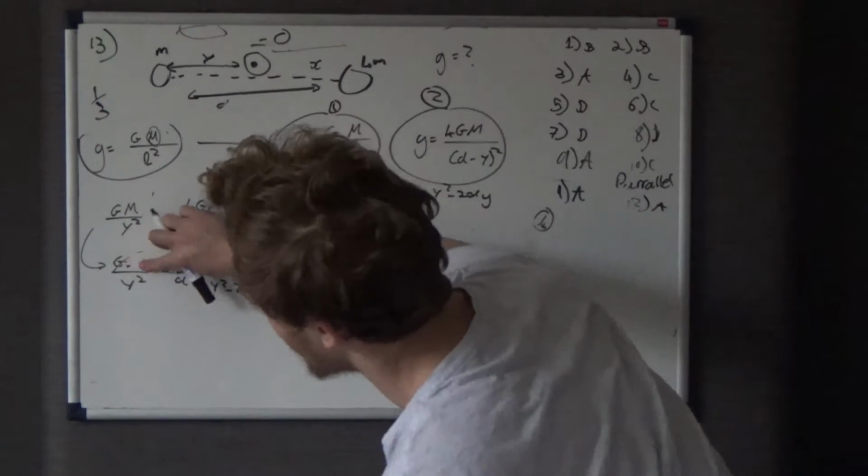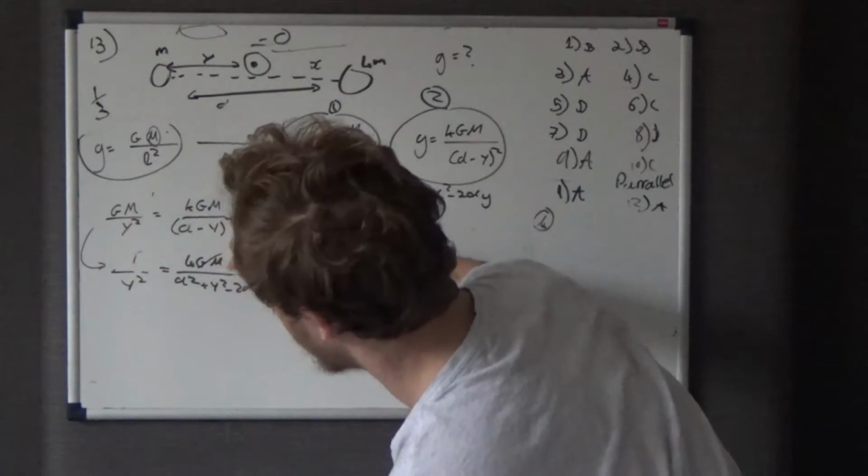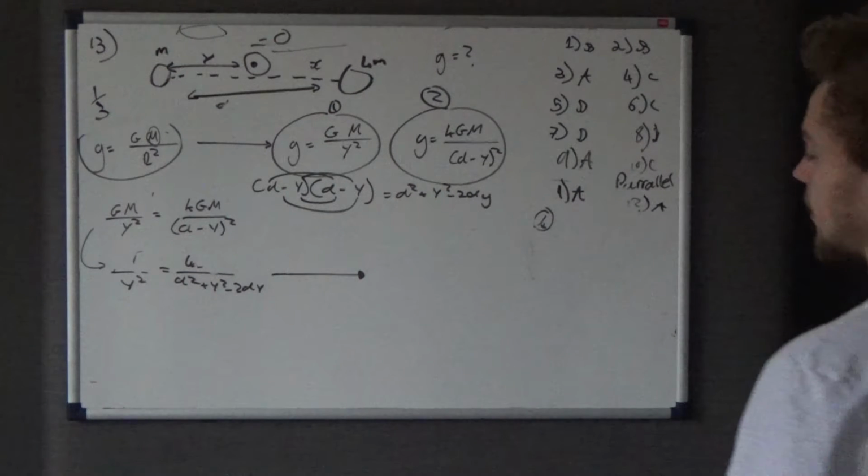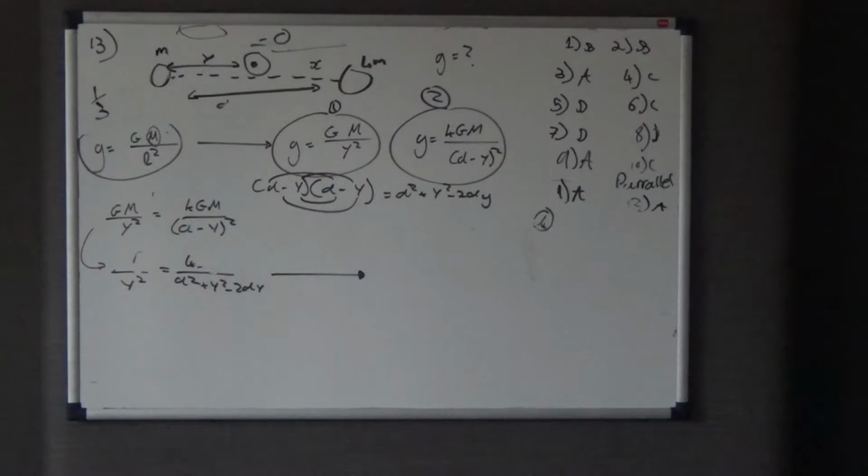It's the same as saying 1 over y squared is equal to 4 over d squared plus y squared take 2dy. So it's a very simple rearrangement, obviously.